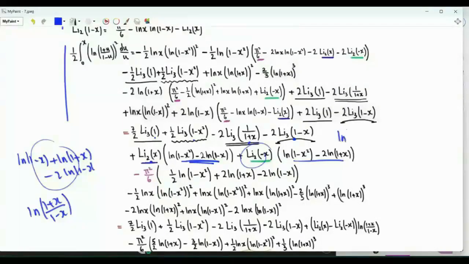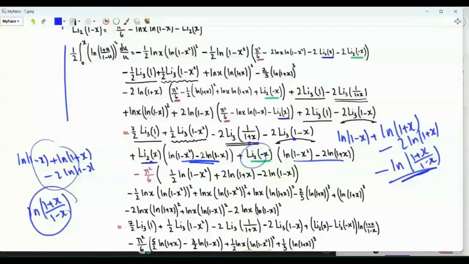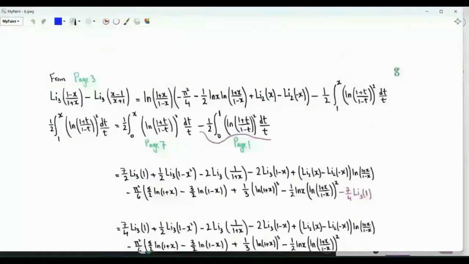The dilogarithm of minus x is multiplied by ln(1 minus x) plus ln(1 plus x) minus 2 ln(1 plus x). So this is minus ln((1 plus x) over (1 minus x)). The negative of this, the difference between the two dilogarithms, is multiplied by this quantity here. From page 3, we have this difference of trilogarithms expressed in terms of the dilogarithm and this integral. This integral is from 1 to x, but the integral that we have obtained on the previous page is from 0 to x. The integral from 1 to x is the integral from 0 to x minus the integral from 0 to 1. And this is the very first thing that we have obtained.